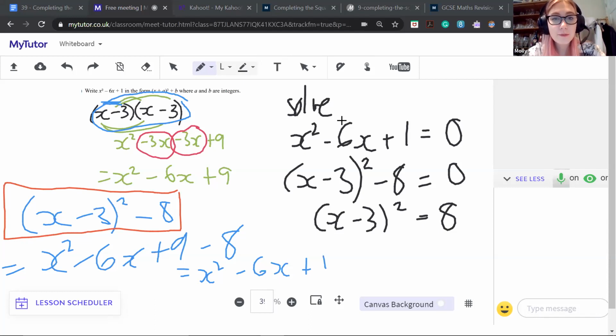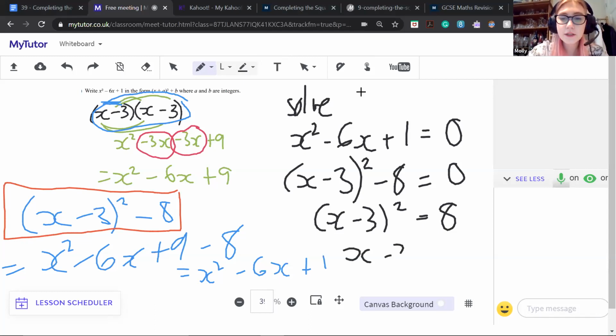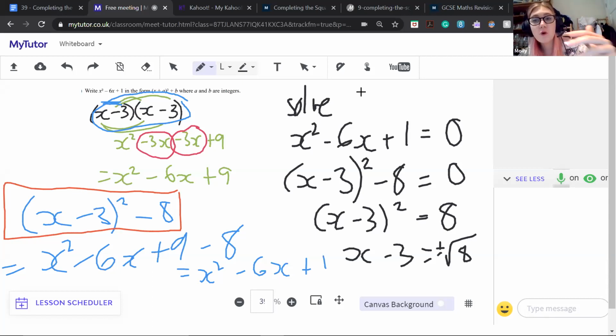Brilliant. You square root both sides. So this becomes x minus 3 equals plus or minus root 8. Now that's the key part. Because like I said before, root 16 could be 4 or it could be minus 4, because minus 4 squared is also 16. So we put the plus or minus root 8. Just like in the quadratic formula, you've got a plus or minus in there. That's what that's for as well. You've got to make sure that you're accounting for both the possible solutions of this quadratic.